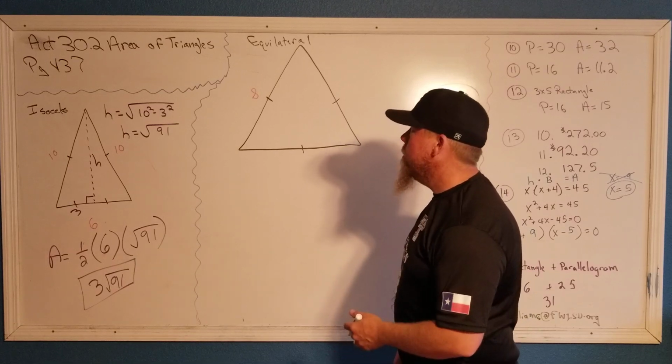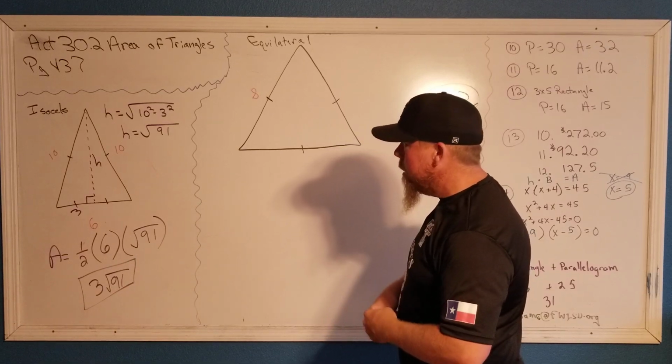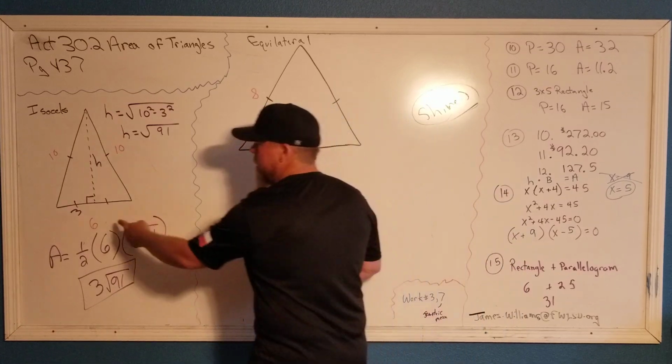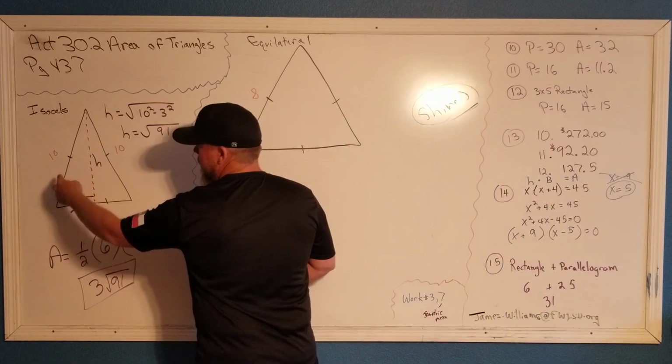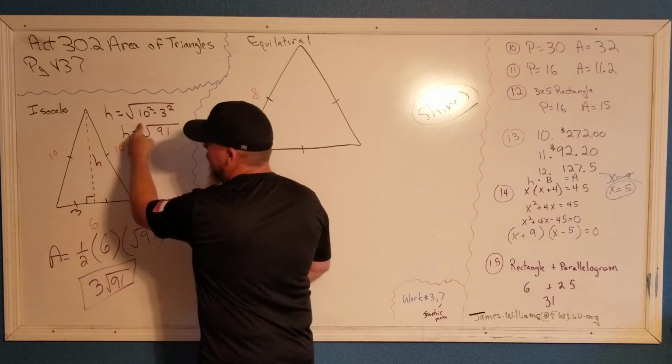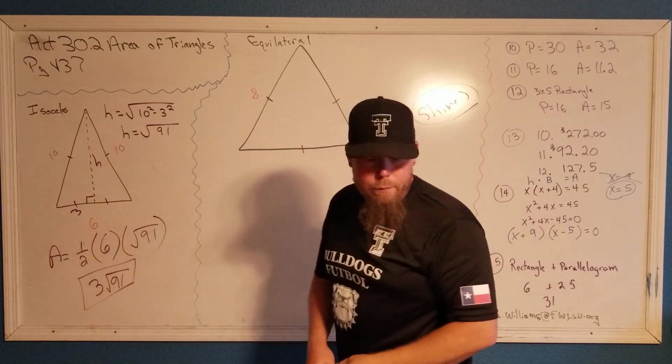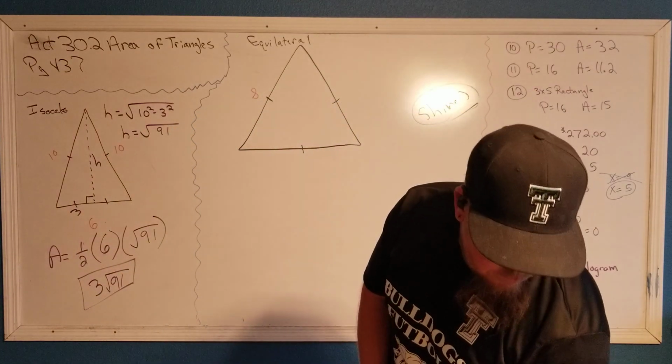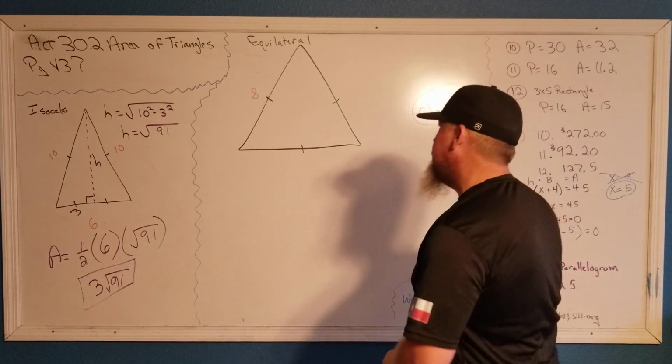It does not reduce. Okay, so that's isosceles, and you can do that with any isosceles. Whatever this number is, you cut it in half here. You use this number and this number to get this number with Pythagorean theorem, okay? It's going to work every time for isosceles. Doesn't matter if it's acute, obtuse, whatever. All right, let's talk equilateral.